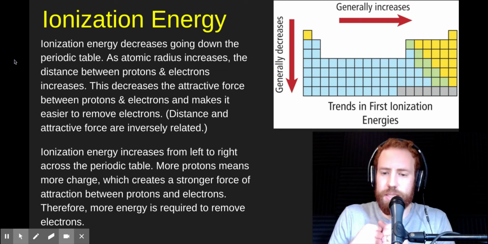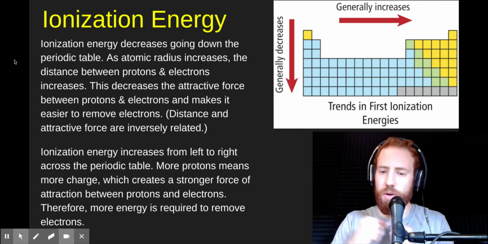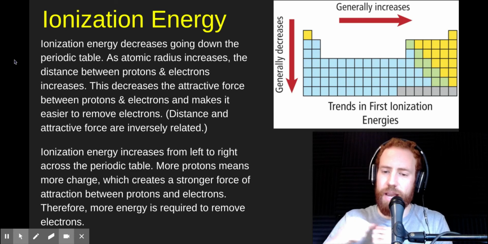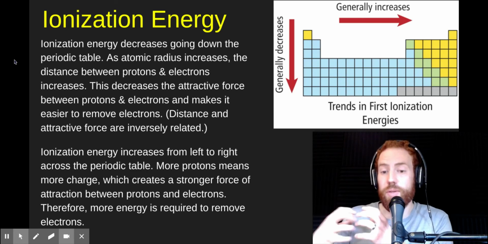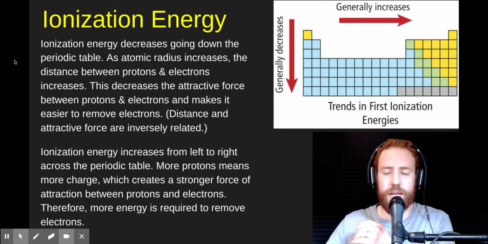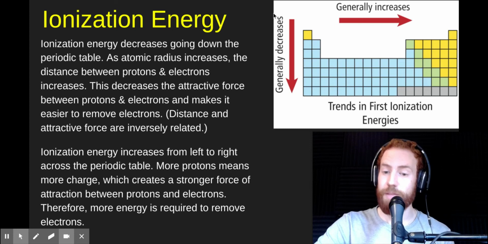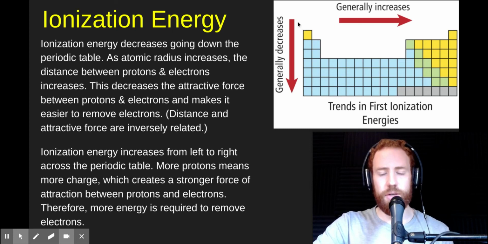So atoms are holding on to their electrons, right? But it is possible to tear those electrons away from an atom. The thing is, it's going to take a certain amount of energy to overcome the pull that the atom has on those electrons and rip them away. And that's what ionization energy is. And it follows the opposite trend from atomic radius. As you go down, ionization energy decreases.